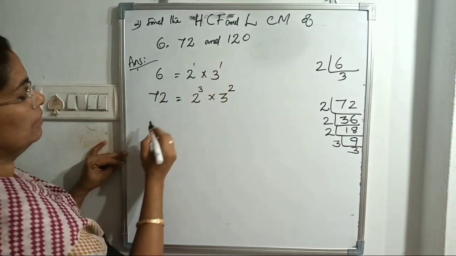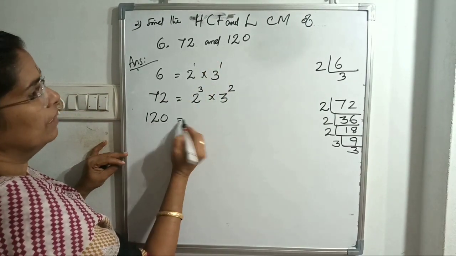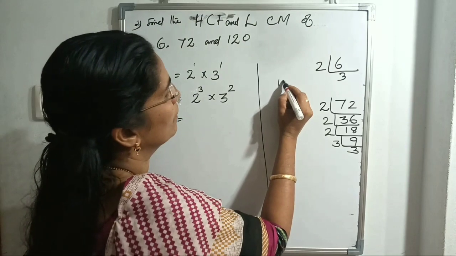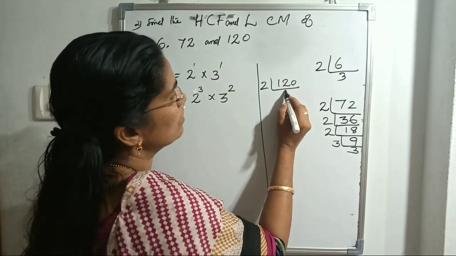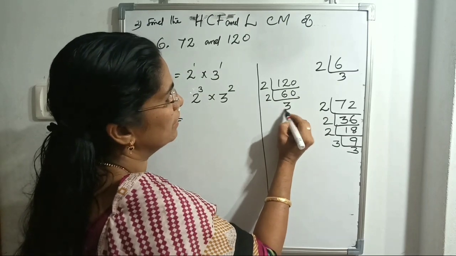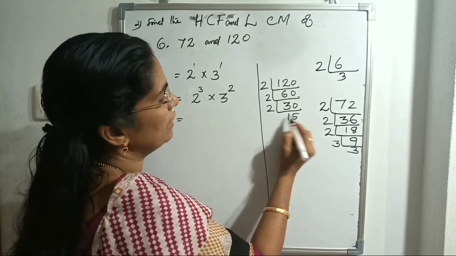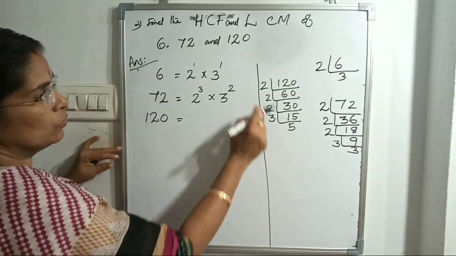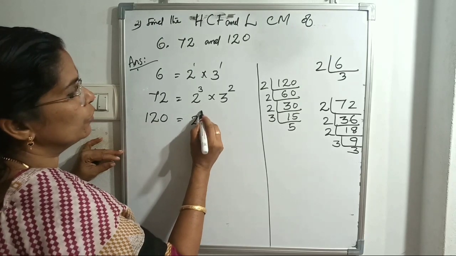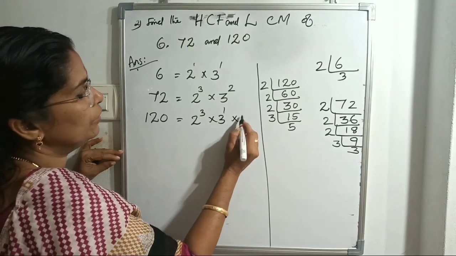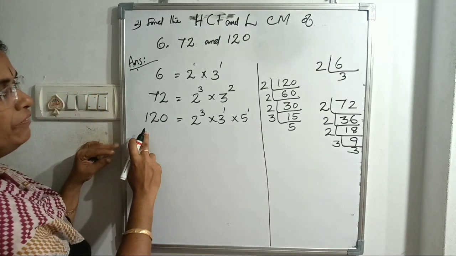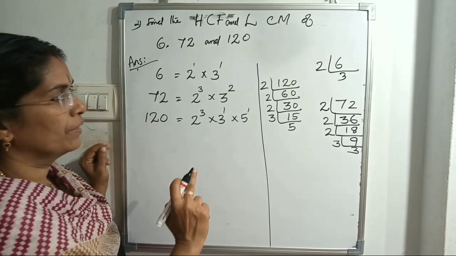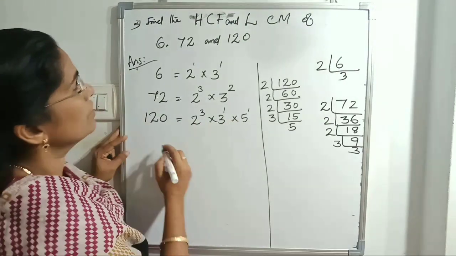And the last number is 120. 120 also we can do like this. Divide with 2, 60. Again with 2 we get 30. Again with 2 we get 15. With 2 is not possible, then 3, 5. 5 is a prime number. So how can we write 120? 2 cube into 3 raised to 1 into 5 raised to 1. Now we have to find the HCF first.